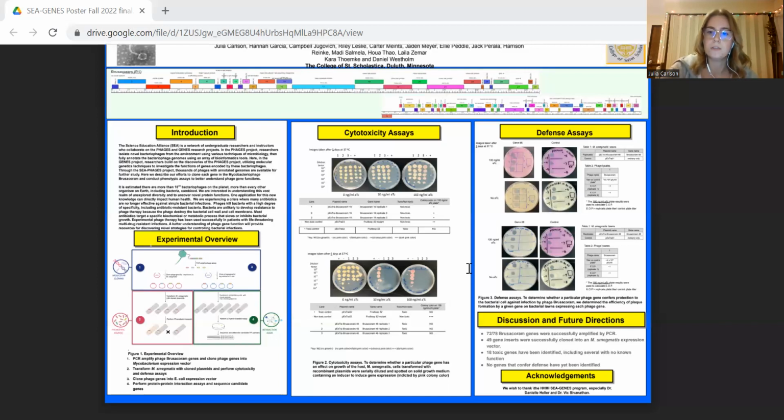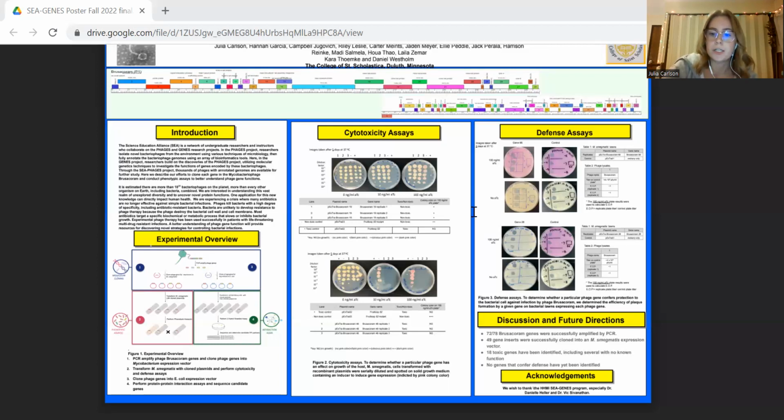Then moving on to the defense assays on the right here, we worked to determine whether the expression of Brusacoram genes would protect the bacterial host, M. smegmatis, from infection by other phages. Using plates containing bacterial lawns of kanamycin and either 100 nanograms per microliter of ATC or no ATC, we spotted dilutions of Brusacoram genes and controls. After allowing the plates to incubate for 3 days at 37 degrees Celsius, plaque growth was observed.